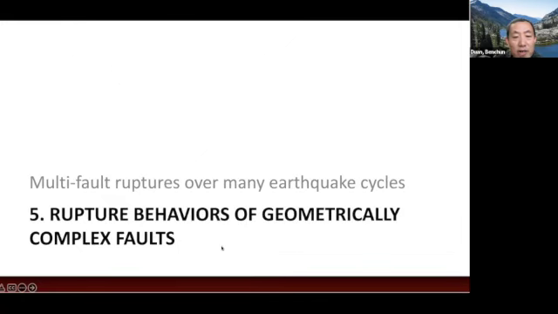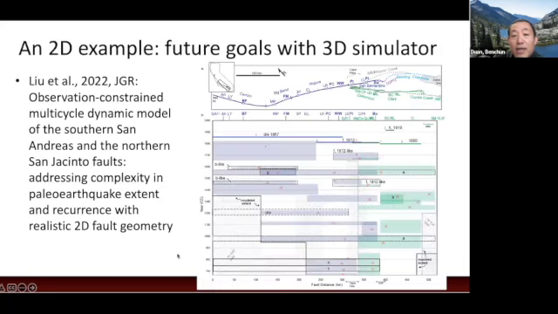Finally, I just briefly talk about our future work. We try to apply this dynamic earthquake simulator to study multifault ruptures over many earthquake cycles. In my group, we did some work in 2D. For example, in our recent work in JGR, we tried to integrate our model with paleoearthquake and paleoseismology observations, as many of you are familiar with this part of the fault and this paleoseismic study result.